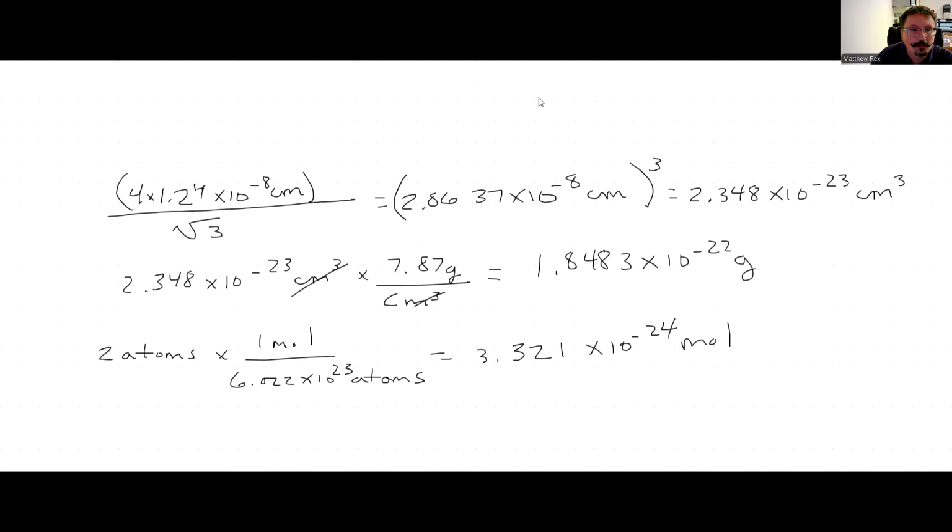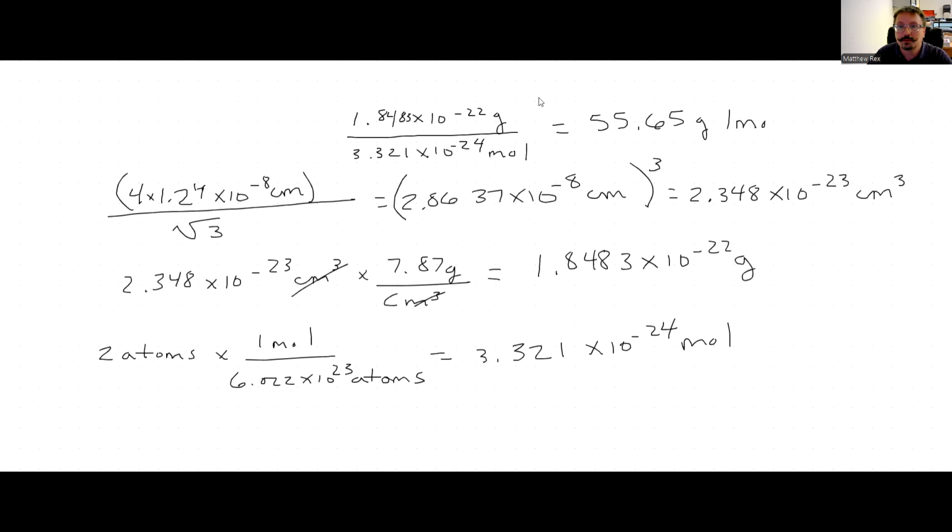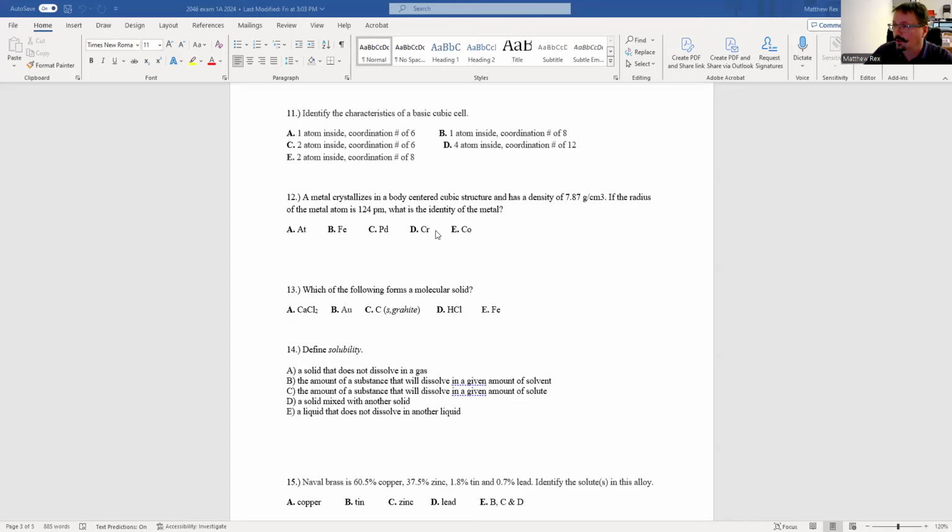So 1.8483 times 10 to the -22 grams over 3.321 times 10 to the -24 moles, and that gives us 55.65 grams per mole, very close to the molar mass of iron, much closer than it is to any of the other substances there. So there we have answer B.